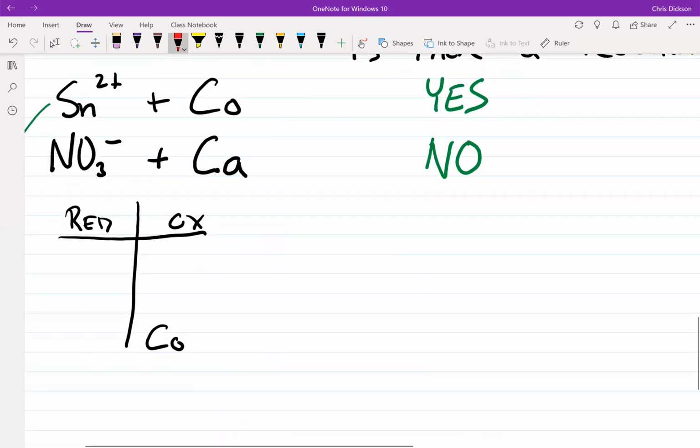So we've got tin 2+ and tin 2+. So first of all, would there be a reaction? Well, yes, because what we need here is something that can get reduced and something that can get oxidized, and we do have that. We've got tin 2+ that can be reduced, and we've got the cobalt that can be oxidized. In fact, the cobalt would have to be the thing that gets oxidized because it's the thing lowest down on the table.